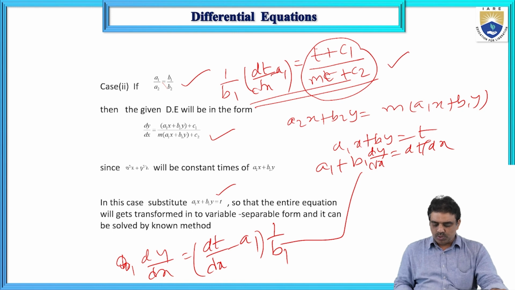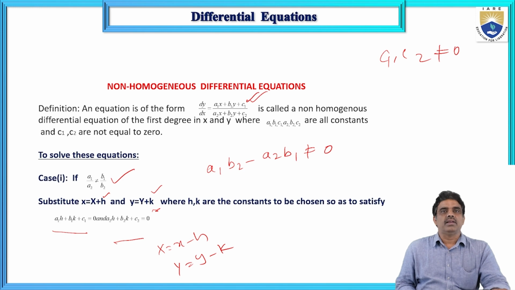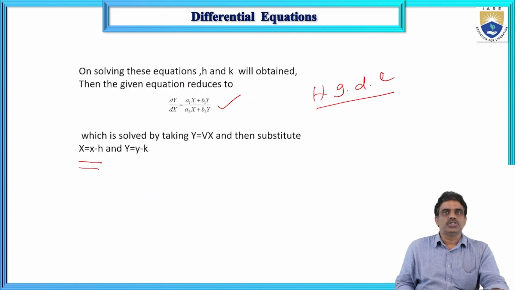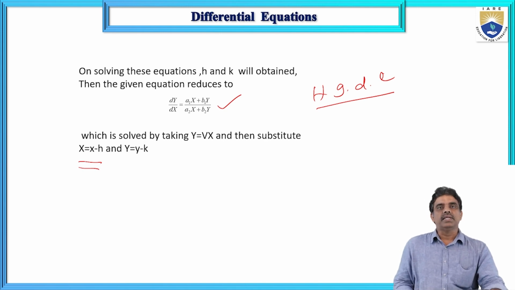So we study here two cases. Case one is if a1 b2 minus a2 b1 is not equal to 0, then we use the substitution small x is equal to capital X plus h, small y is equal to capital Y plus k, where h and k are determined to satisfy the two equations. Then the differential equation reduces to homogeneous form, and it can be solved by taking y is equal to px. Finally, we replace capital X by small x minus h and capital Y by small y minus k.